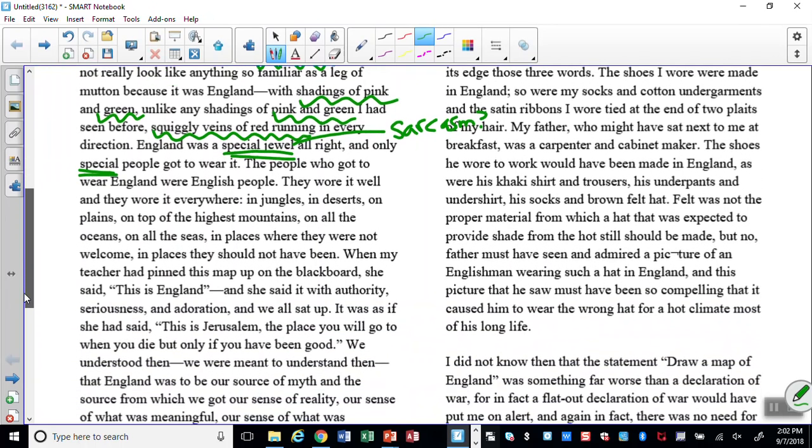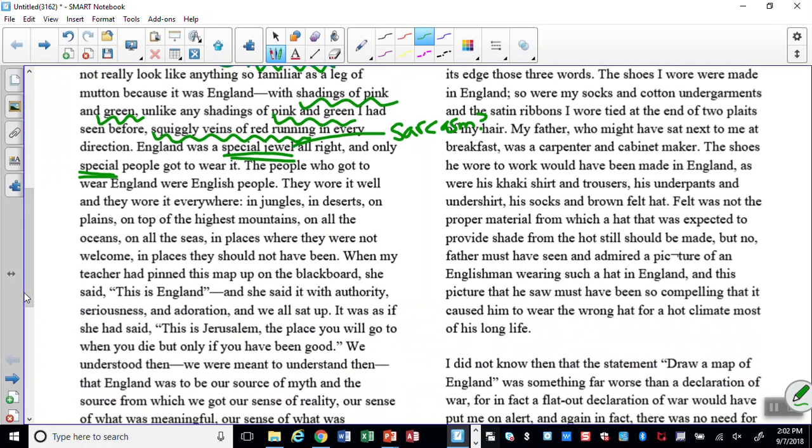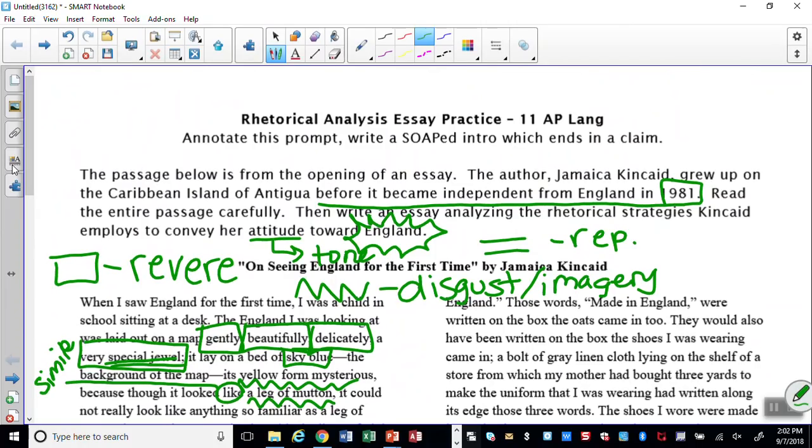All right. Now the next part, as I read it, the people who got to wear England were English people. They wore it well and they wore it everywhere, in jungles, deserts, plains, highest mountains, oceans, seas, and places they were not welcome and places they should not have been. And that just seems very... I'm starting to get the idea that she doesn't necessarily like English people on her island. So I'm going to start tracking for the idea of resentment, and I'm going to put a triangle for whenever I see that tone being used.